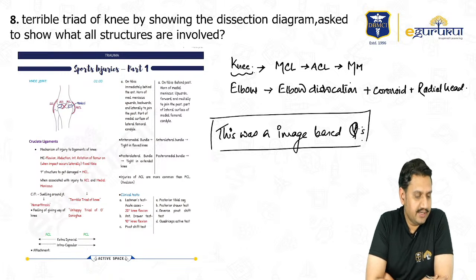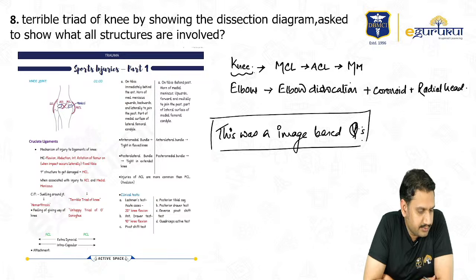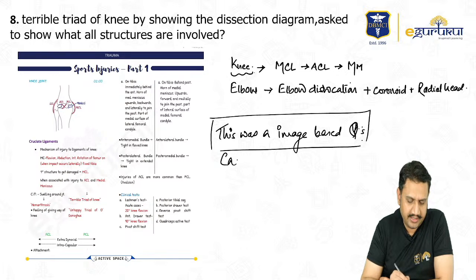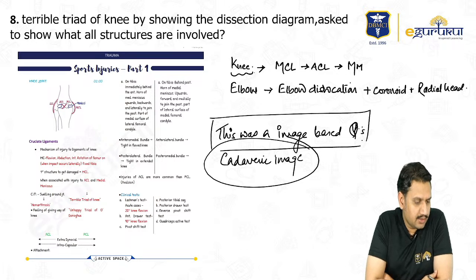Terrible triad of knee, Sayam Jyoti Mandal, as has been conveyed to me, was a question most likely in the evening hours, not the morning. So a gross section of the knee to find the terrible triad. It was a cadaveric image. Point taken. The question was an image based question, as told to me.